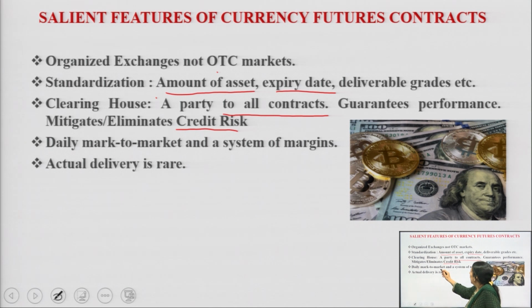Then daily mark to market and the system of margin. It means that whenever there is a profit or a loss in the market, both are settled daily in the initial margin. Then actual delivery is very rare in the case of the currency future market.